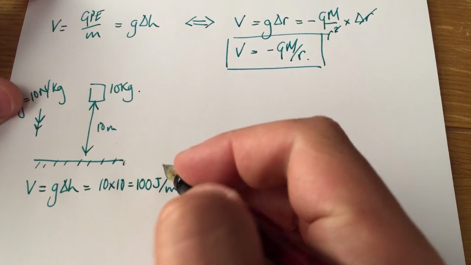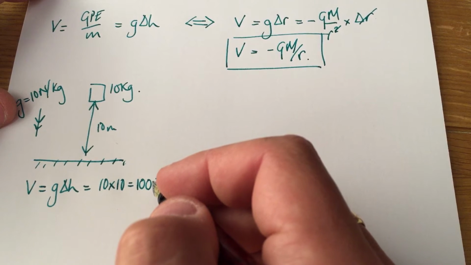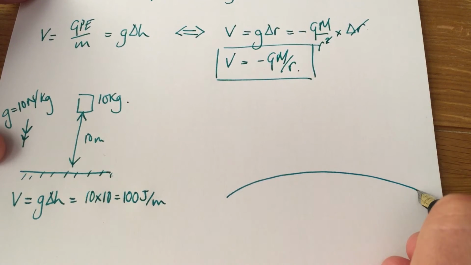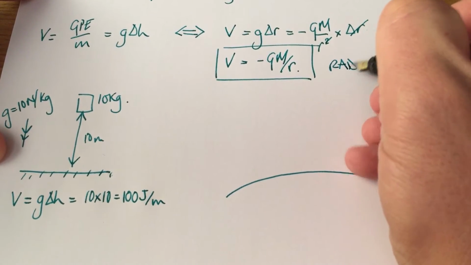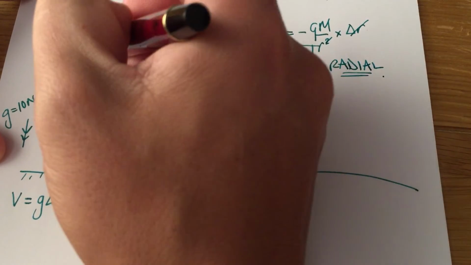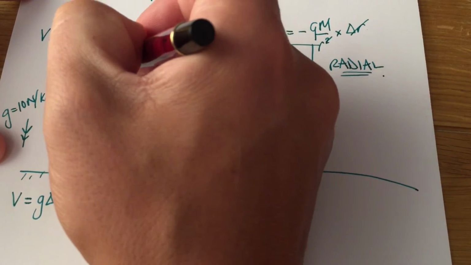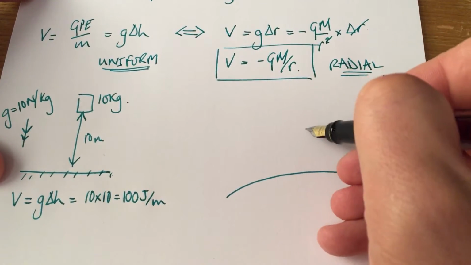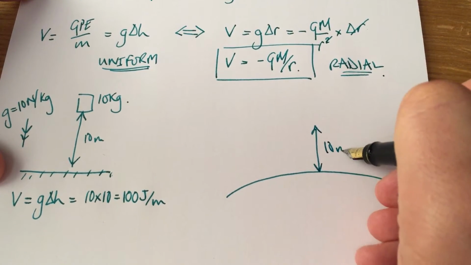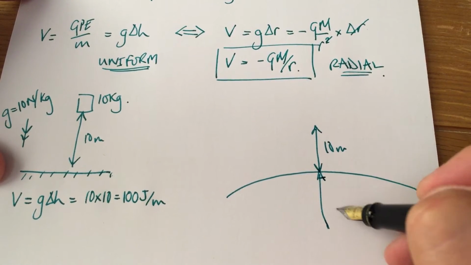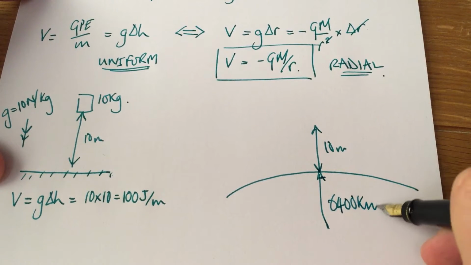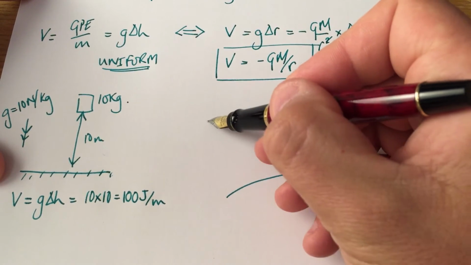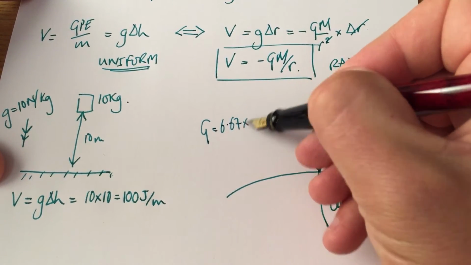Let's leave it as joules per meter. Now, what's the potential if I was thinking about this in a radial field? Of course, the previous one was uniform. Let's see if they coincide to be the same. We use the same example again, 10 meters, but this time I know that the center of the Earth sits 6,400 kilometers away from me. 10 kilograms again, and big G, of course, is 6.67 times 10 to the minus 11.